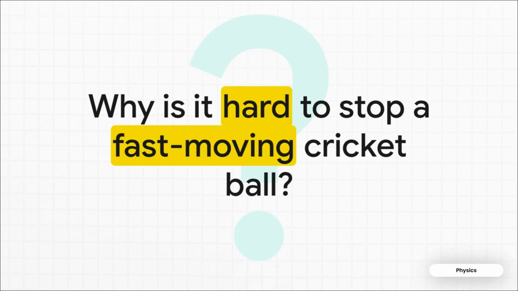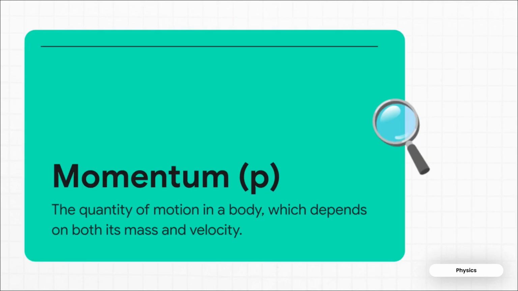So, what's going on there? The answer is momentum. You see, momentum measures the quantity of motion inside a body. And here's the key. It doesn't just depend on velocity. It depends on both mass and velocity. The cricket ball has more mass, right? So even at the same speed, its momentum, its quantity of motion, is way, way higher than the tennis ball's. And that's why it's harder to stop.